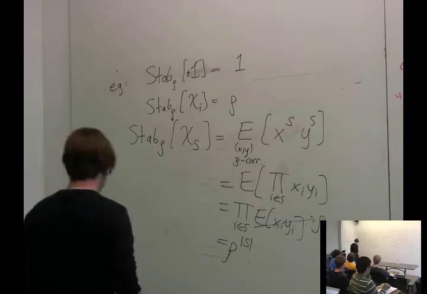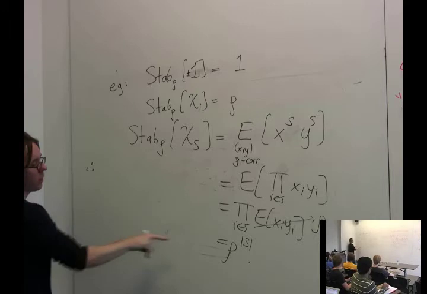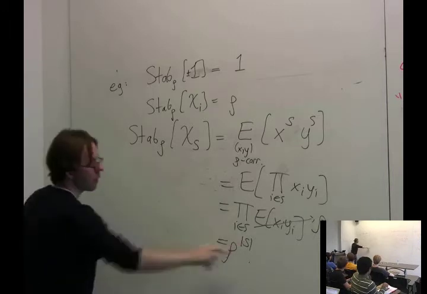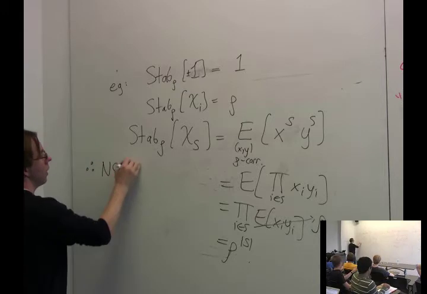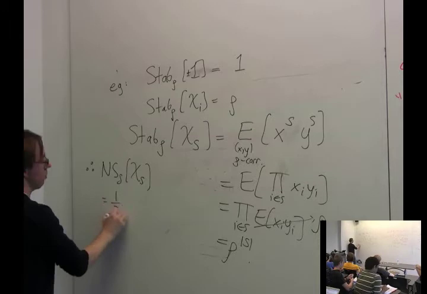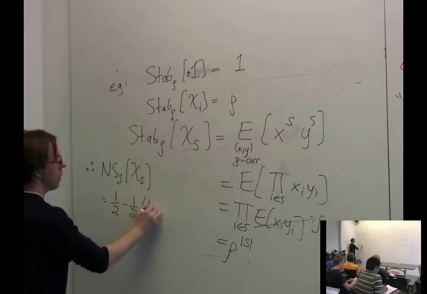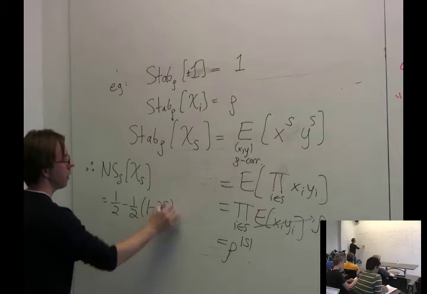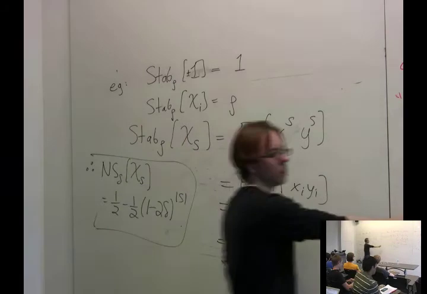For example, in particular, you see this is going to 0 very fast as S gets bigger. In particular, the noise sensitivity at delta of a parity is just going to be a half minus a half 1 minus 2 delta to the cardinality of S. I just used this formula here.